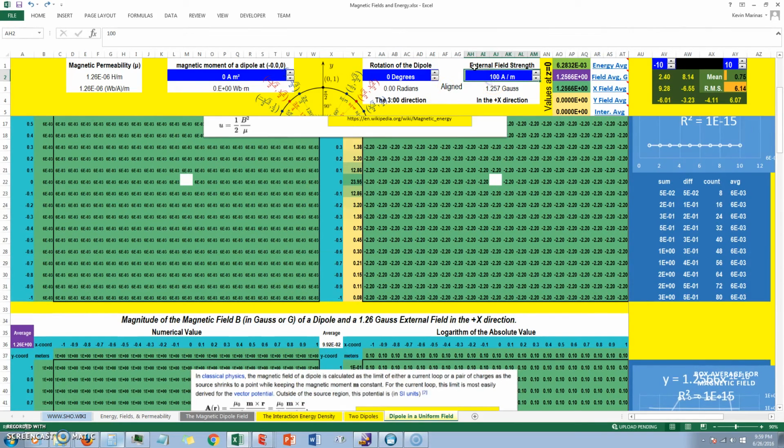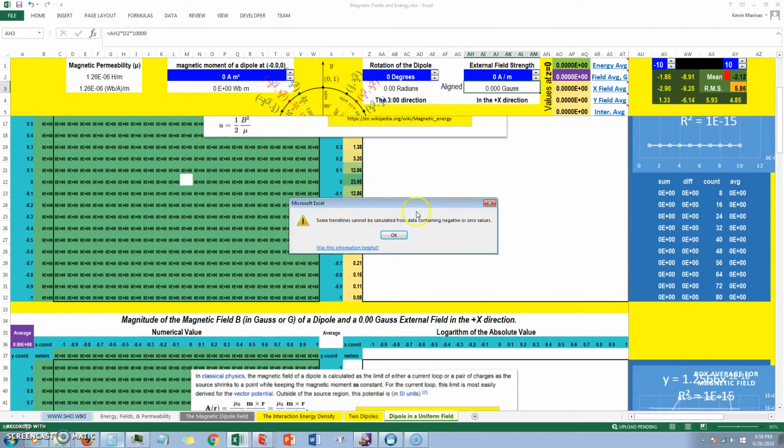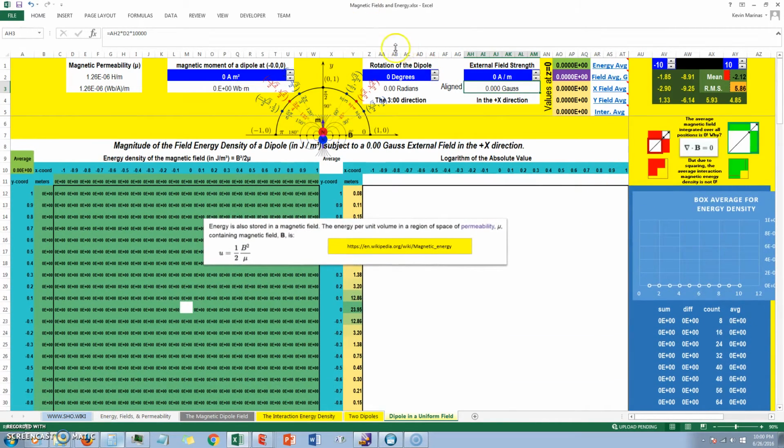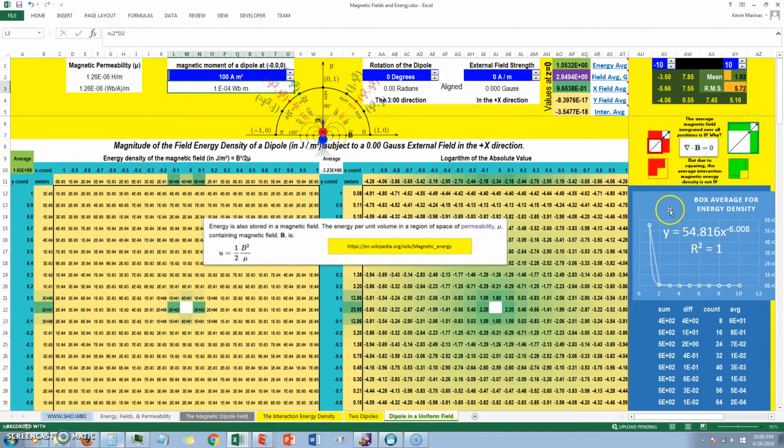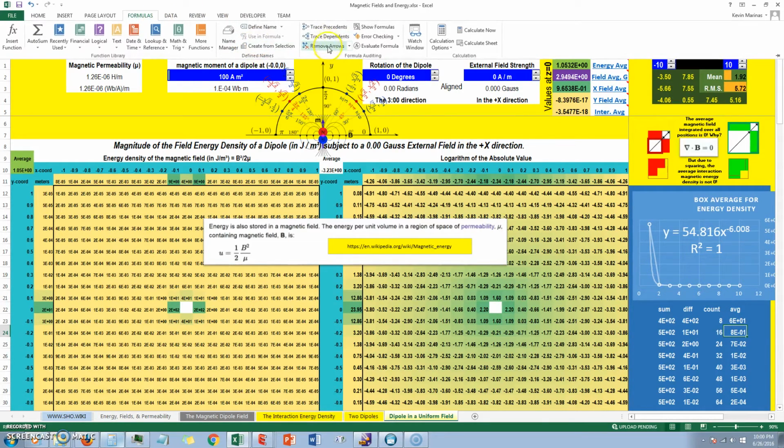So let's drop this to 0. Now we don't have any of these, and it has a problem calculating some trend lines here on the right. So let's see what these trend lines are about. Let's go ahead and bring back our magnetic moments. So we see here there's this thing I call the box average for the energy density. So let's go ahead and trace our formulas.